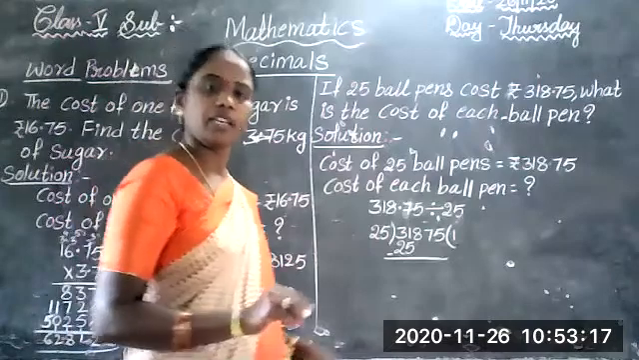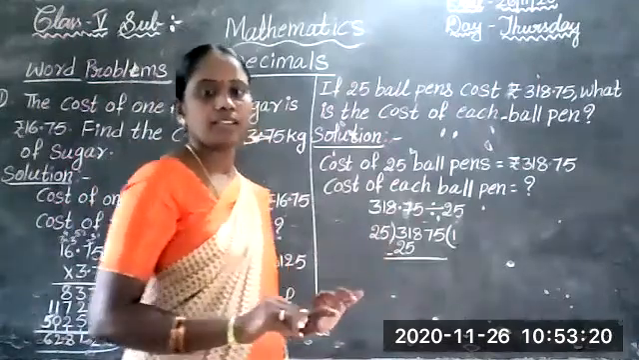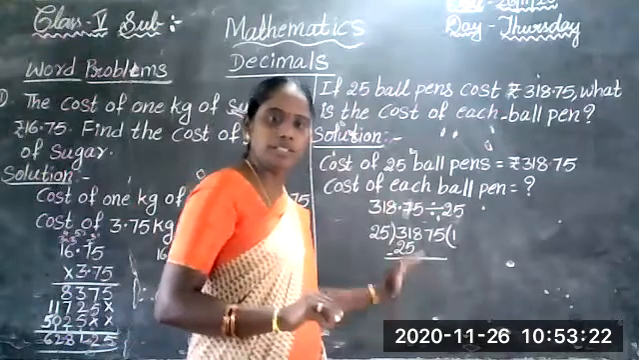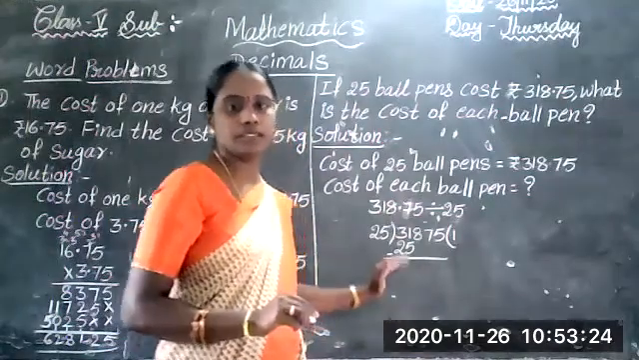12.75. Yes, very good. Correct answer. 12.75 is the correct answer. So how can we find out? Listen, children. Okay, good, Srishant.